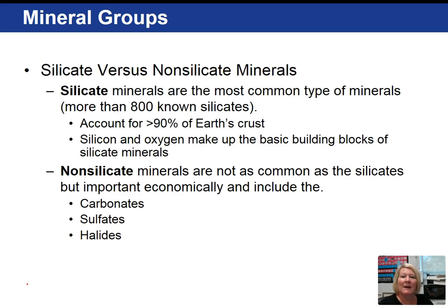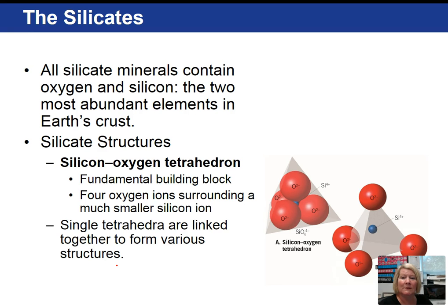Let's take a look at silicate versus non-silicate minerals. Our silicate minerals dominate the Earth's crust, with over 800 known silicate minerals, and account for greater than 90% of the Earth's crust. And the basic building block of silicate minerals is called the silicon-oxygen tetrahedron. Let's take a look at it, and then we'll come back and talk about the non-silicates.